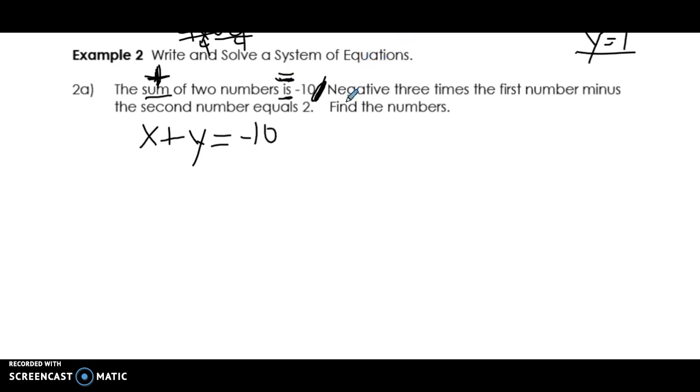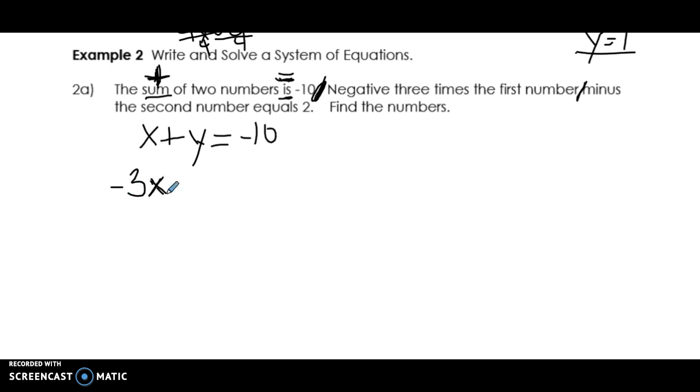Now on to the second equation. -3 times the first number minus the second number equals 2. All right, so first of all, -3 times the first number. I'm going to break it up right there. -3, I know what that is. -3 times the first number. The first number I wrote was x. So I'm going to put x there.